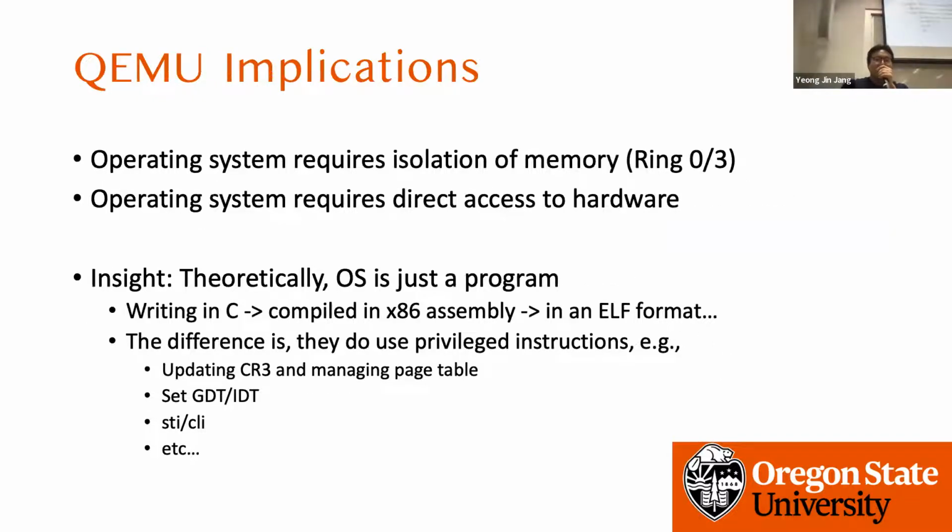So the implication of using QEMU is that the operating system requires isolation of memory, but the operating system requires direct hardware access to do that, because that's done by the CPU's CR3 register and the rest of the thing. And how QEMU does it is that QEMU just treats the operating system as an application, and then just interprets all the instructions and runs it.